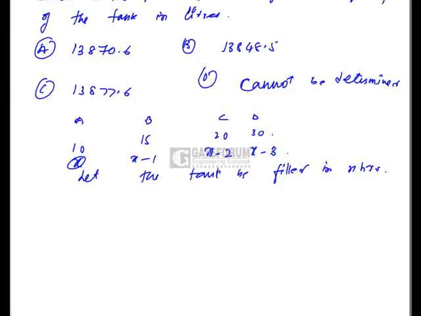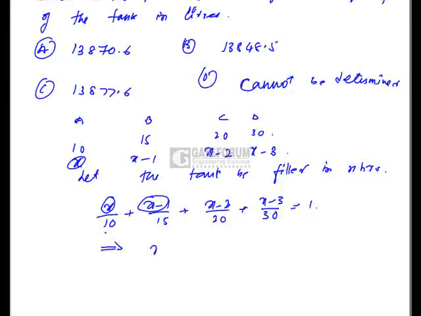Now, if all this operated for this time, then the total tank will be filled. So it will be nothing but X by 10 plus (X minus 1) by 15 plus (X minus 2) by 20 plus (X minus 3) by 30, that is equal to 1. The reason is A operated for X hours and its capacity is 1 by 10, and B operated for X minus 1 hours and its capacity is 1 by 15, and so on, C and D. Now if we simplify, we'll get the value of X as 76 by 15 hours.